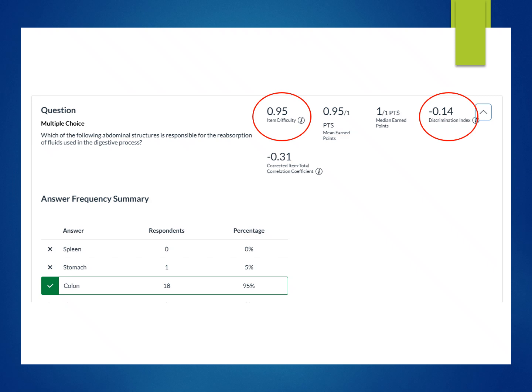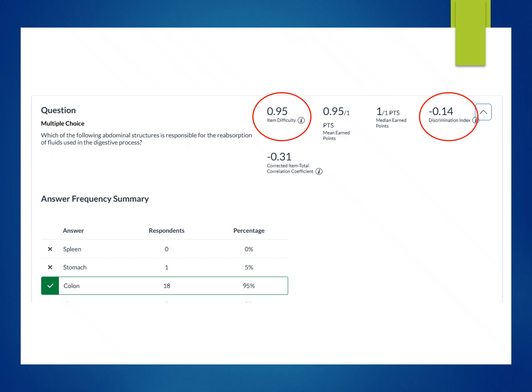What does that mean? It means that lower performing students were more likely to get this question right than higher performing students. That's the opposite of what we want. Ideally, strong students should be getting these questions right more often than the struggling students. So what could have caused this? The question might be miskeyed. Maybe the correct answer was marked wrong. It could be that it was too obvious, so even students guessing got it right. Or it might be confusing to stronger students who overthought it.